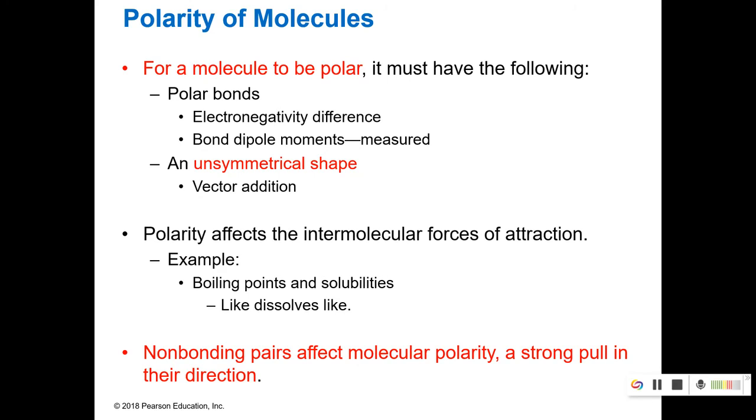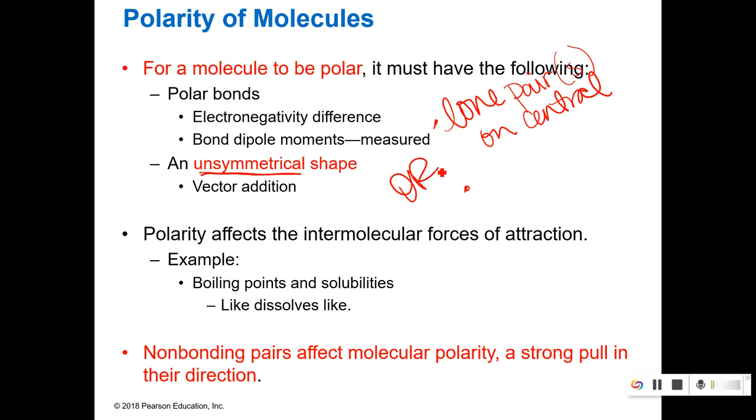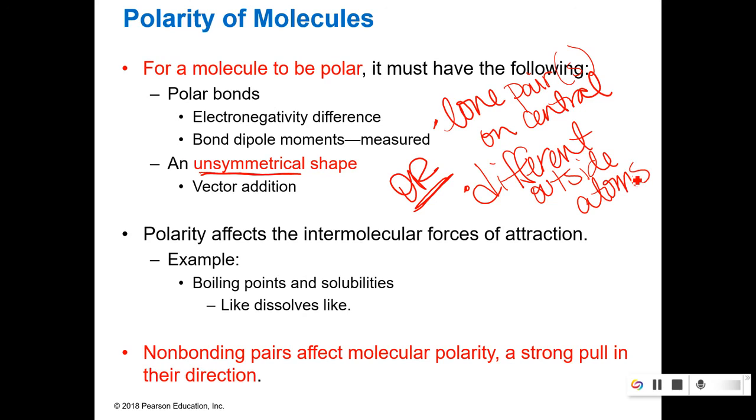All right, so now we're going to talk about polarity of molecules. And you do have to have a structure drawn, like a Lewis structure, before you can determine polarity. So, for a molecule to be polar, it needs to be unsymmetrical. Okay, and there are two things that will make it polar. Lone pairs on center, or, this is an or situation, different outside atoms. So either one of those will make it polar.